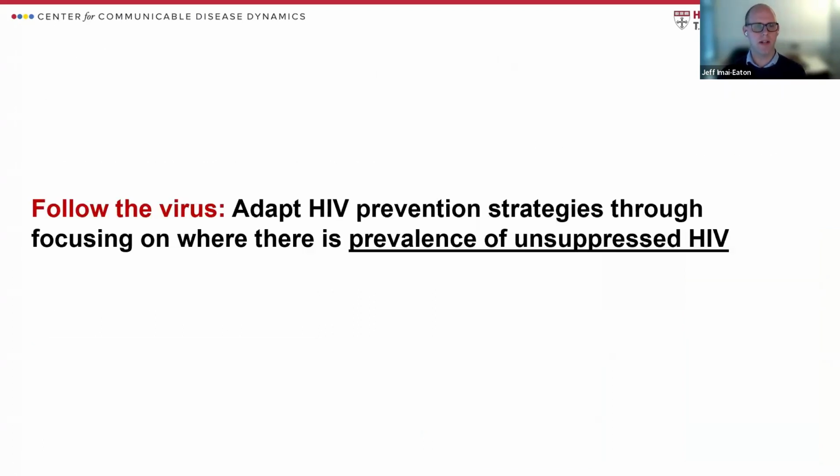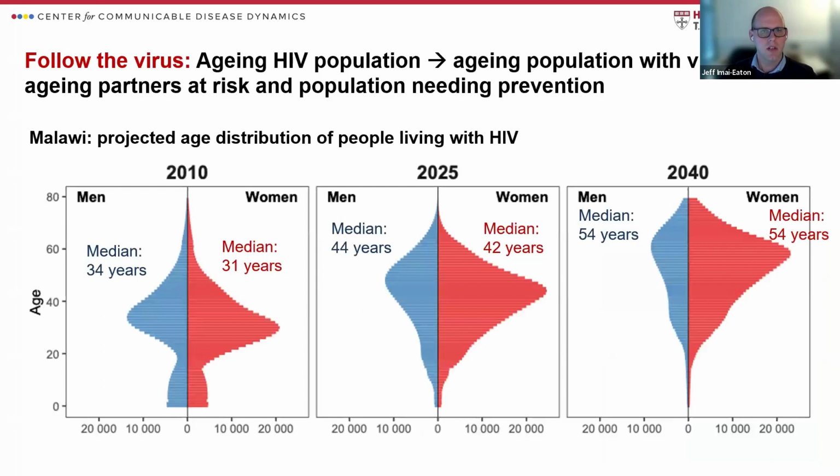So how can we think about adapting our HIV prevention programs to a shifting epidemic? One of the key messages here is to adapt HIV prevention strategies through focusing on where there's prevalence of unsuppressed HIV. So now we're just going to talk through a few examples of that. Next slide, please. One example is the implications of our aging HIV population. You see that over 2010 to 2025 to 2040, the median age of someone living with HIV in our region is increasing really rapidly from around 30 years in 2010 to 42 years in 2025. And that's going to increase to 54 years by 2040.